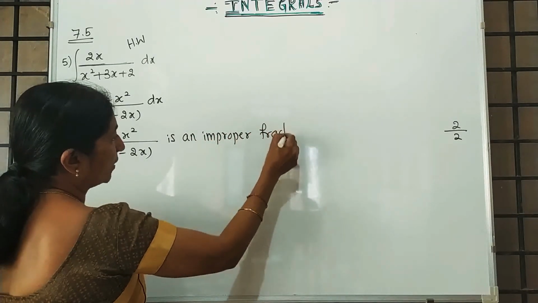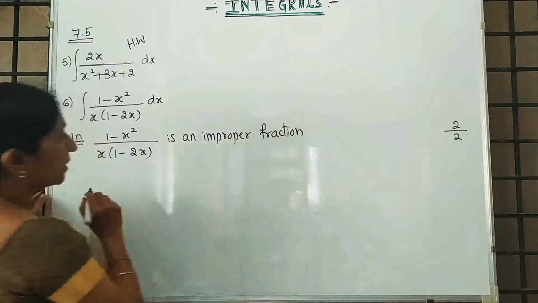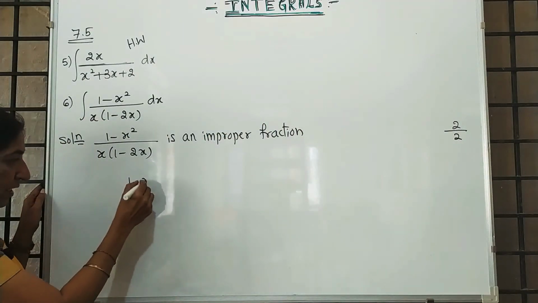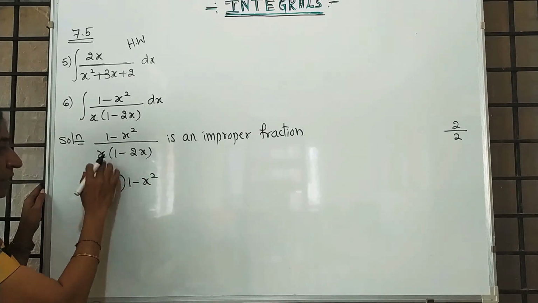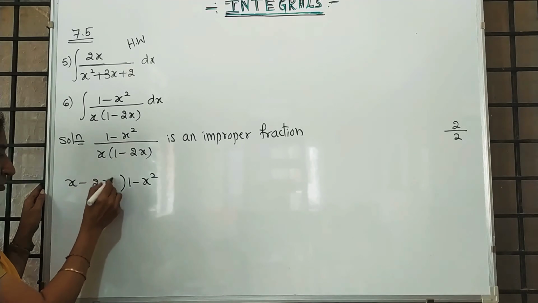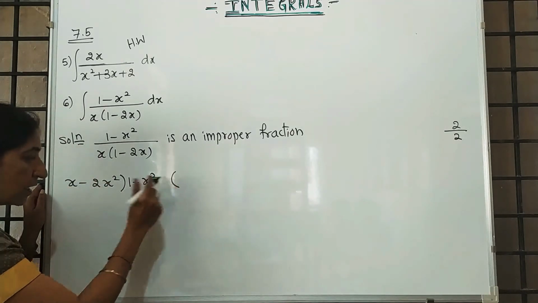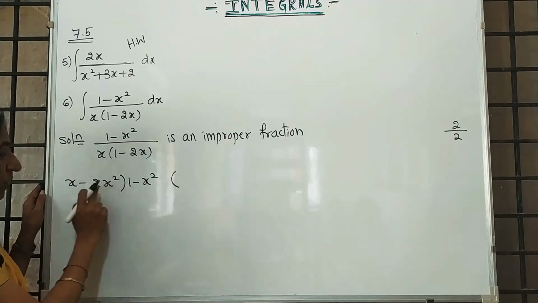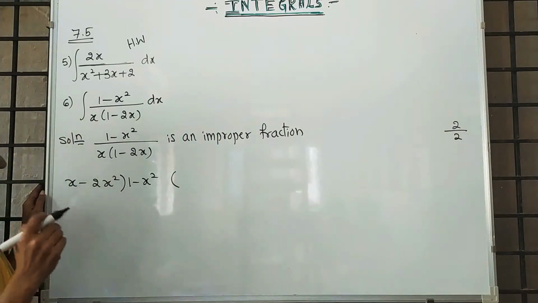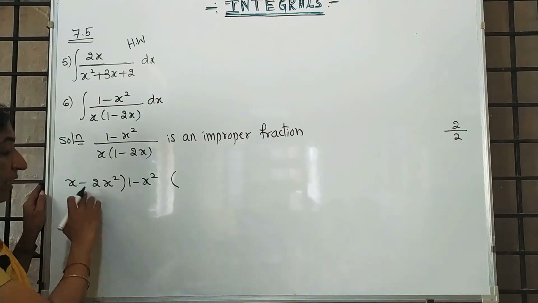Improper fraction. Now we are converting this with the help of division. So write down the numerator. Numerator is divided by its denominator. I am multiplying these two. It is x minus 2x square. See here we have minus x square, but it is minus 2x square. Instead of minus 2x square, we required only x square, minus x square.